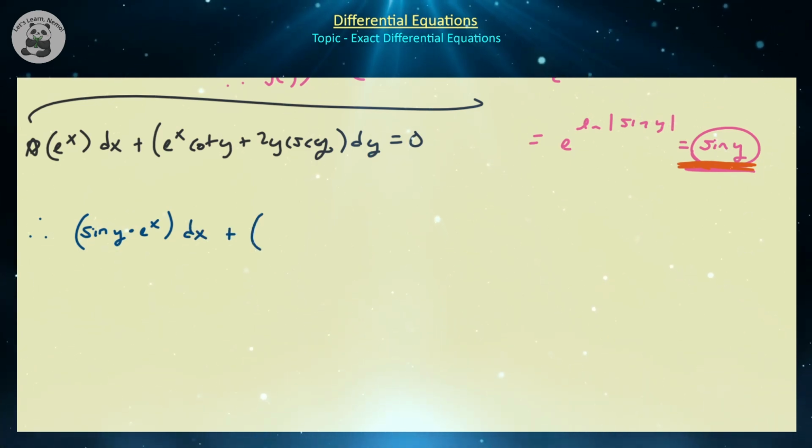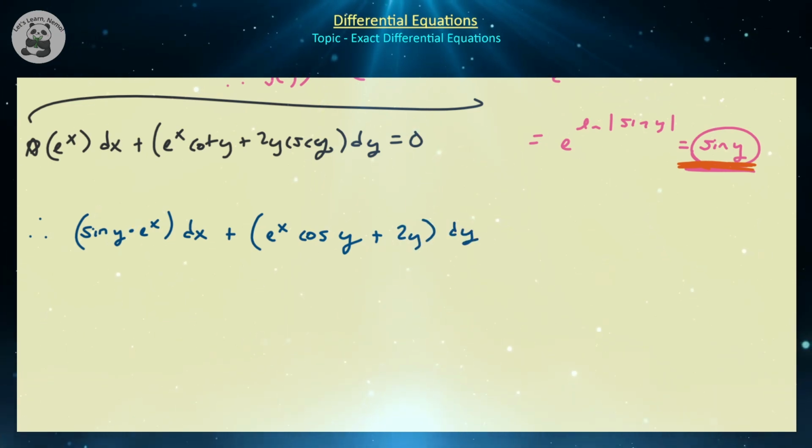plus, and then cotangent is the same as cosine over sine, so those sines cancel. So we're going to have e to the x cosine of y, and then plus, keep in mind cosecant is 1 over sine, so 1 over sine and sine cancel, so we're just going to be left with 2y there, and then we're going to have dy is equal to 0. So now we have a new, potentially exact differential equation. So let's see if it is indeed exact or not.